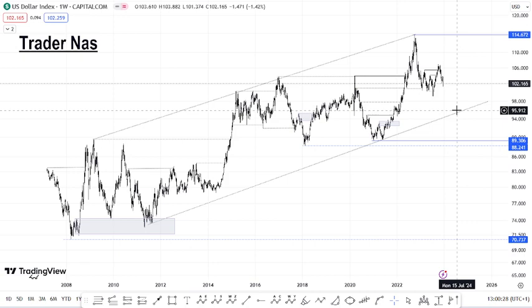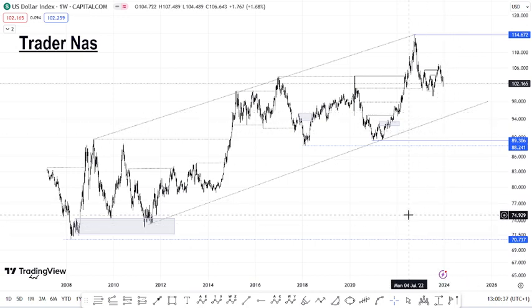You know that the market is always reactive and not predictive, guys. So what I can do is just do the analysis about DXY based on what I'm going to trade.